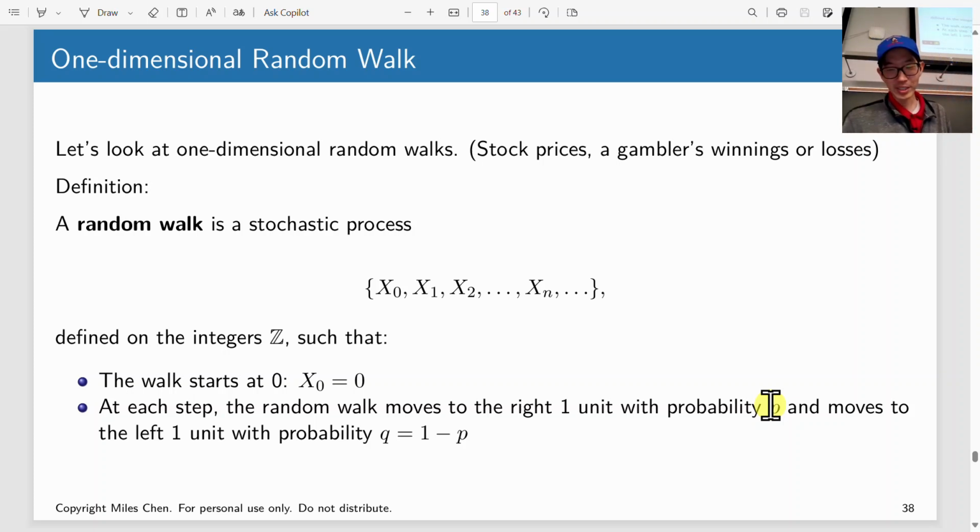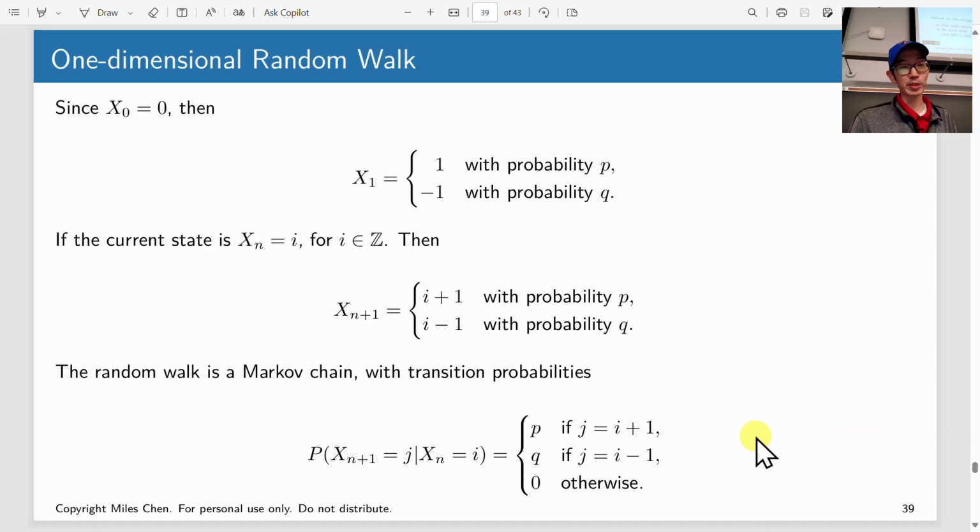And so maybe, but anyway, you just do a random thing. Probability p of going to the right, probability 1 minus p of going to the left. So if you start off at 0, you could either end up at 1 or negative 1. The probability you end up at 1 is p. The probability of ending up at negative 1 is 1 minus p, or q.